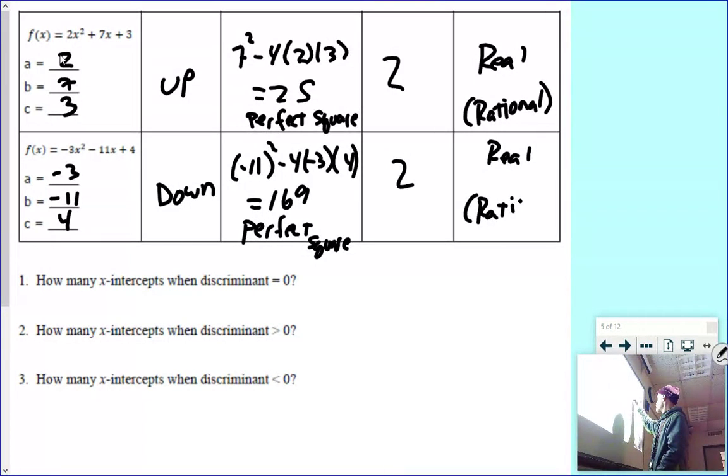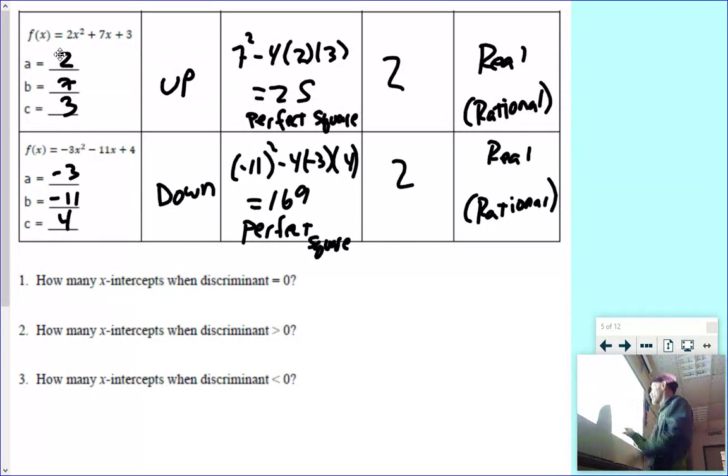Again, if you're a student of mine watching this video, I'm not overly concerned about the rational part of this, but if you're watching this from another teacher, they may want you to specify when you have rational roots also. And that's when you have a positive discriminant that is also a perfect square. Okay? So I'm going to swing back to the other page real fast and see if we can find some patterns and make a general statement.